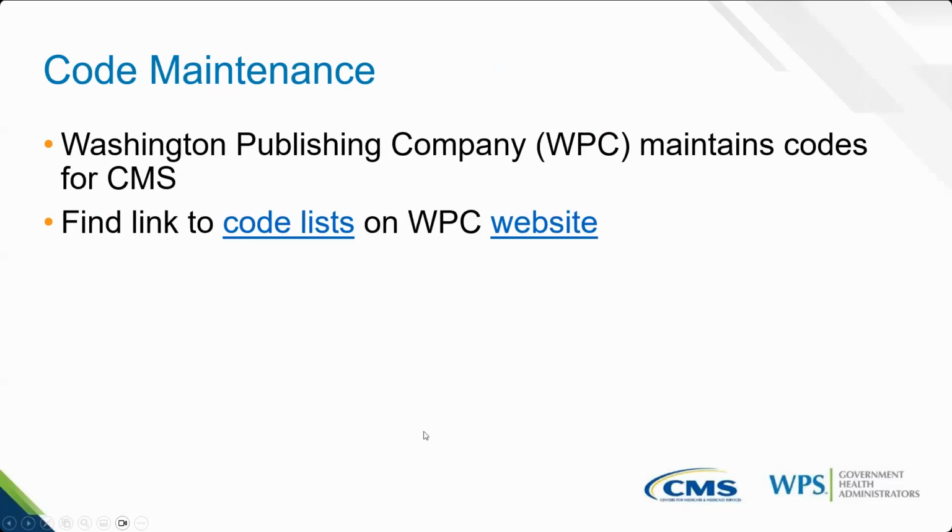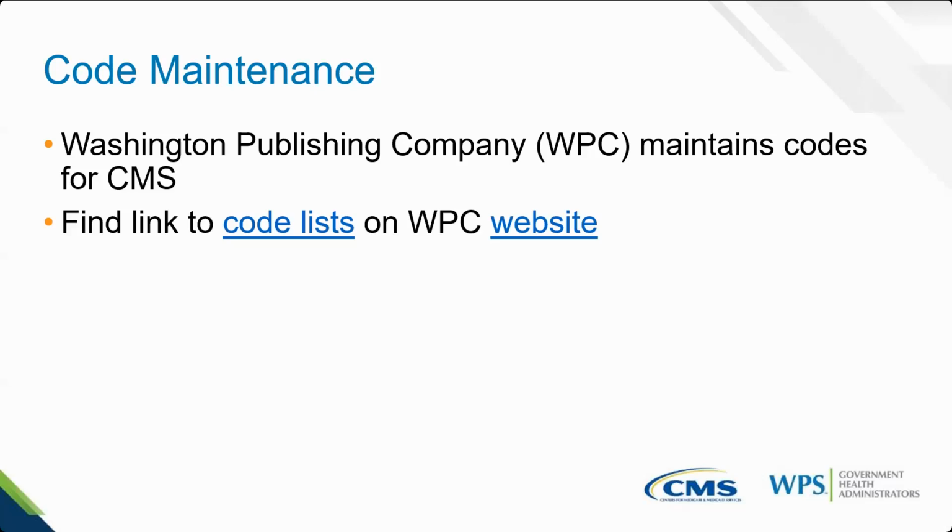Now you can find code lists on the Washington Publishing Company's website. It is the Washington Publishing Company that maintains those codes for CMS. You can find links to the code lists on their website, and you can also find ways to contact the Washington Publishing Company if you have comments to make about any of the code reasons or how they print out on the remittance advice. We do receive comments from providers about the remittance codes.